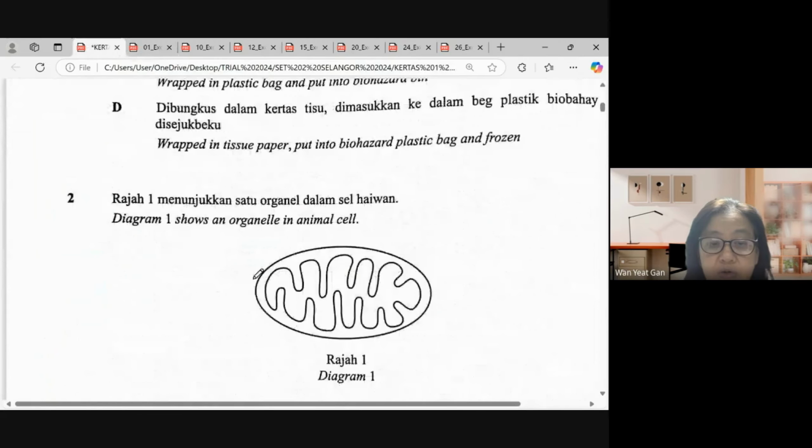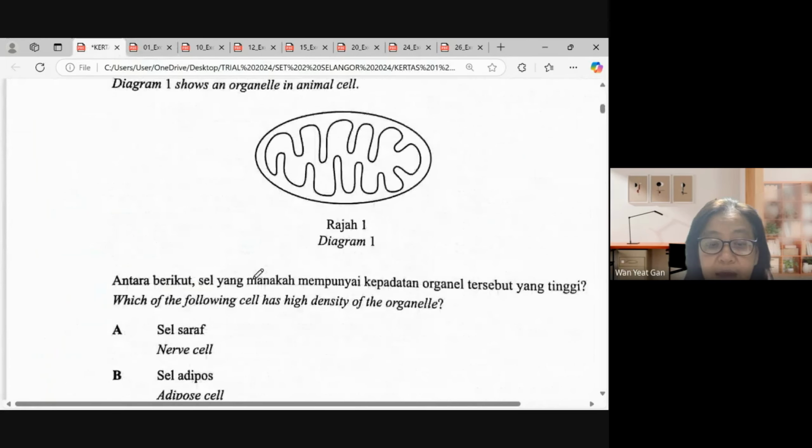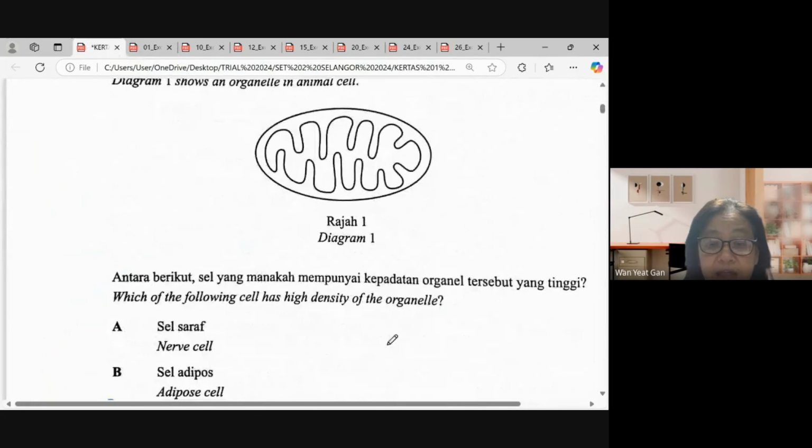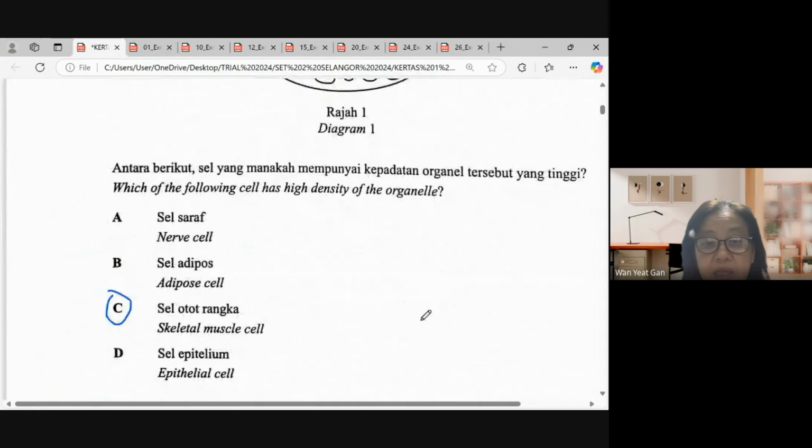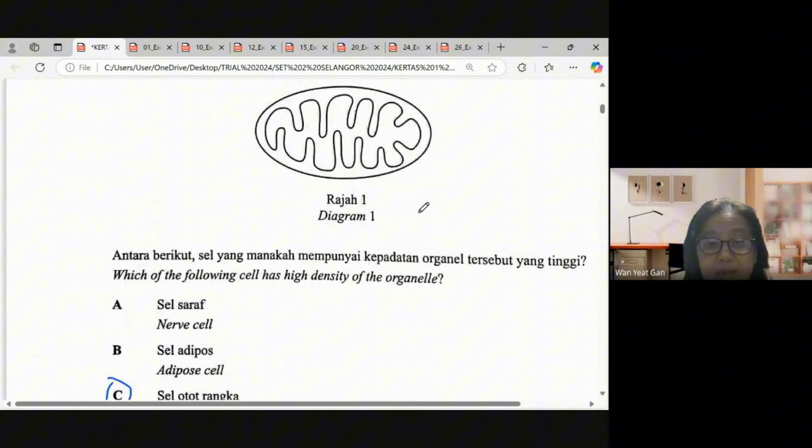Question 2 shows an organelle in an animal cell. Which of the following cells has a high density of the organelle? Now this is a mitochondria, and mitochondria is found in great abundance, or in high density, in skeletal muscle cells because skeletal muscles are involved in contracting and relaxing to produce movement. So they require a lot of ATP energy.